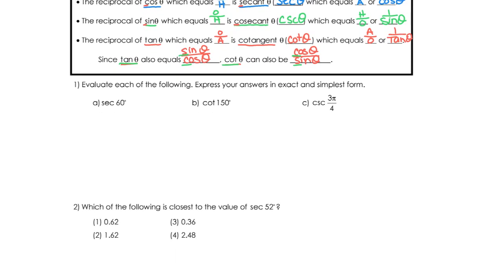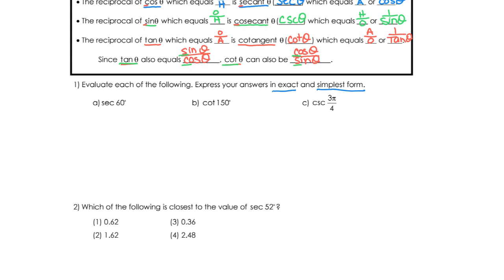All right, guys, number 1, it says evaluate each of the following, express your answers in exact and simplest form. So we have secant 60. It'd be awesome if we had a secant button on our calculator. We would press it, type in 60, and hit enter. But we do not have a secant button on our calculator. We only have our 3 trig functions.